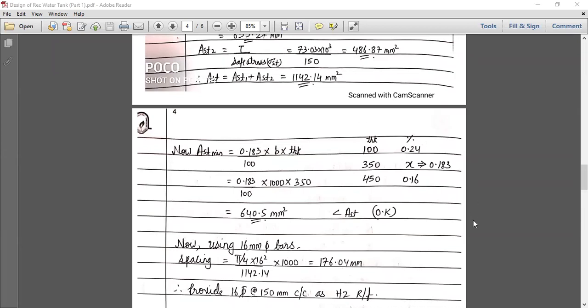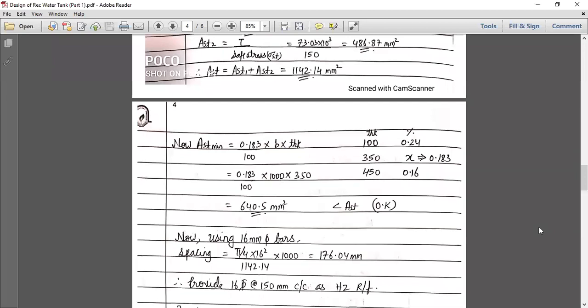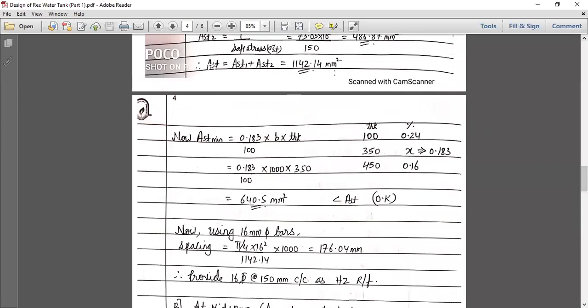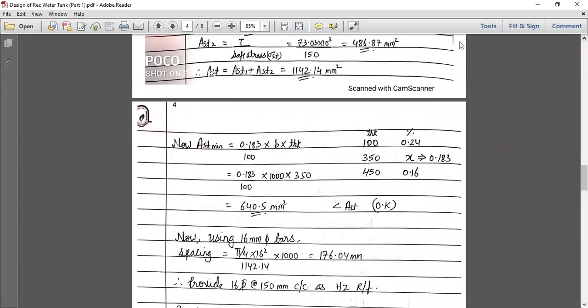So now let us select a suitable diameter. What is the steel? Total AST कितना था? Anyone? Give me the value of total AST.